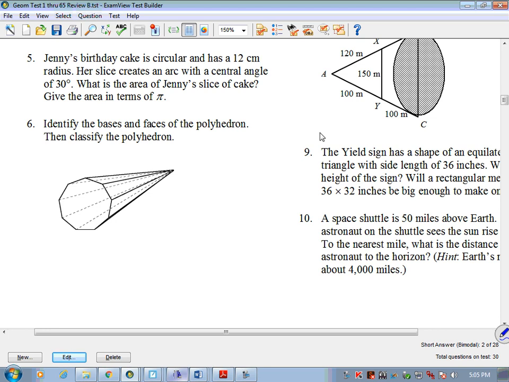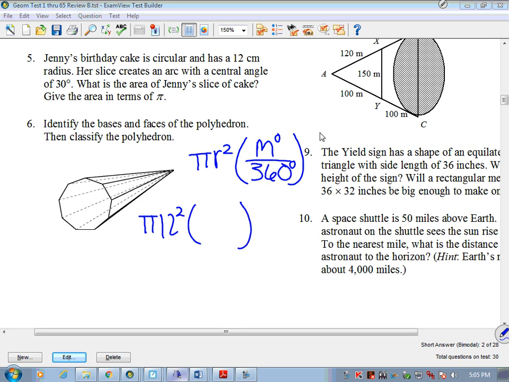Jenny's birthday cake is circular, has 12 centimeter radius. Her slice creates an arc with a central angle of 30 degrees. What's the area of her cake? So this is area of a sector formula, and our formula for that is pi r squared, which is the formula for area of a circle, times the measure of my arc over 360. So we're going to take pi times our radius, 12 centimeter radius, 12 squared, and we're doing a 30 degree angle.